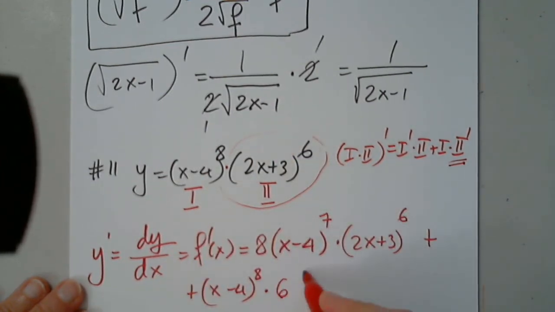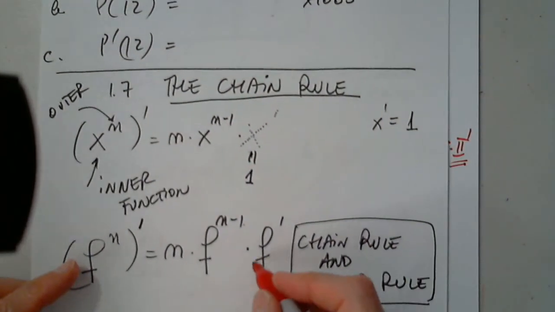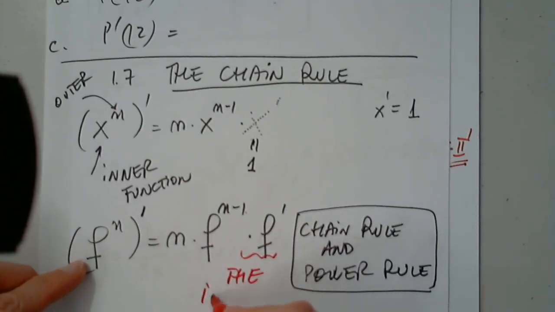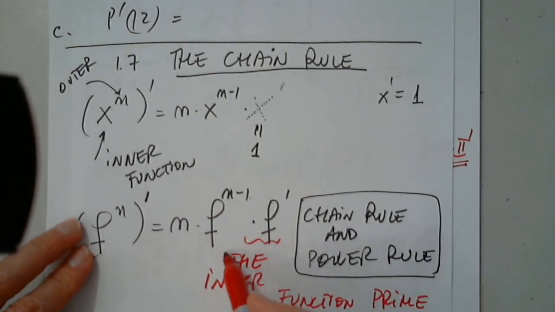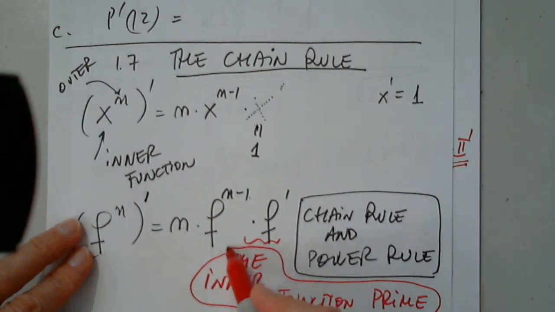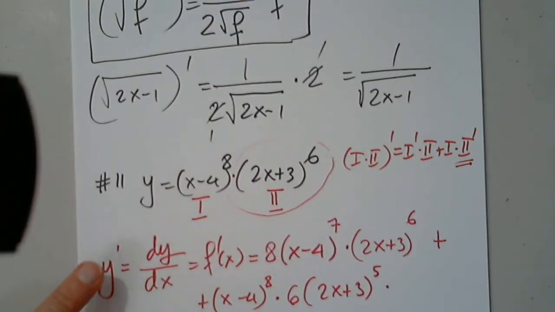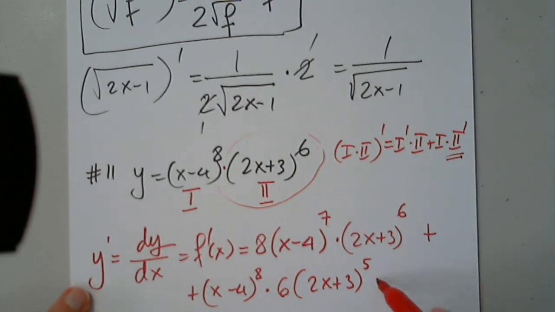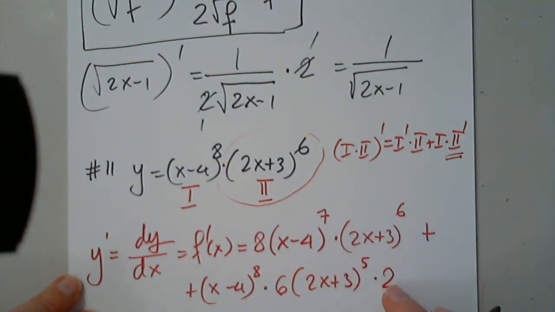6 times 2x plus 3 to the 5th, times the inner function prime. If we forget this, we cannot get the correct answer. Always times the inner function prime, which is 2, exactly. So the inner function prime is indeed the derivative of 2x plus 3, which is indeed 2.